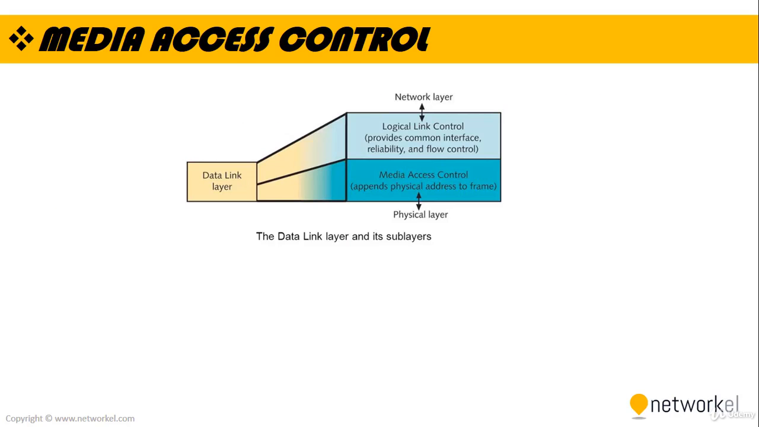Again, as we talked before, the data link layer has two sublayers, and they are LLC, logical link control, and MAC, media access control. LLC organizes communication with upper and lower layers and provides a common interface, reliability, and flow control. And MAC appends the physical address to the frame and provides data encapsulation and error detection.